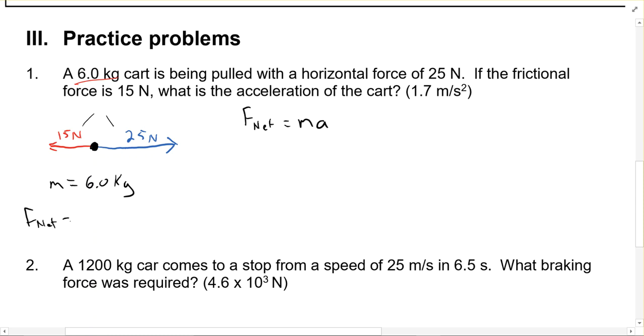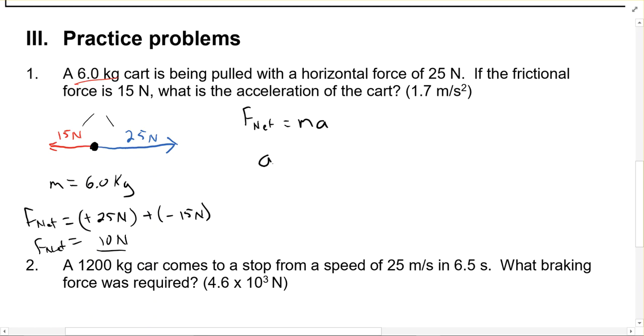F net is going to be equal to positive 25 newtons and then plus negative 15 newtons. Or you could say minus 15 newtons, same thing. So F net is going to be equal to 10 newtons. All right, now we just plug it in. So need to solve for acceleration.